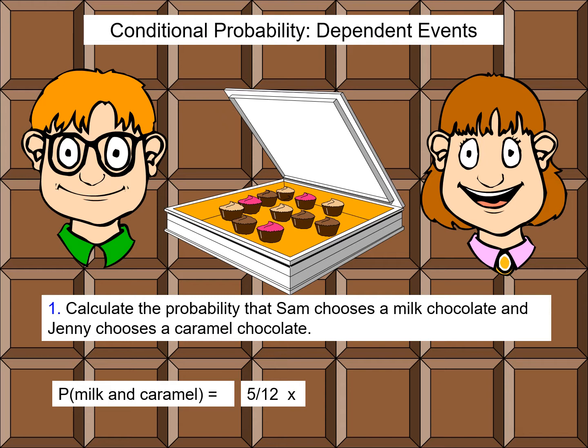Now, there are 4 caramel chocolates in there, so the only difference now for the second probability is that there are only 11 chocolates left. So the probability of Jenny getting a caramel chocolate is 4 out of 11. Multiplied together, 5 over 12 times 4 over 11 equals 20 over 132. And again, we could simplify it if the question asks us to.